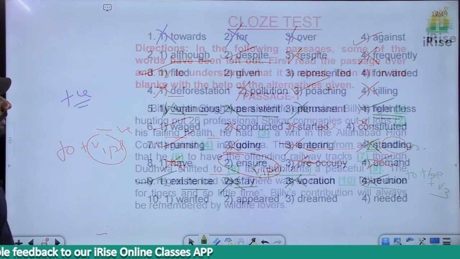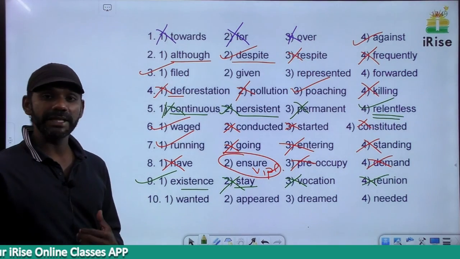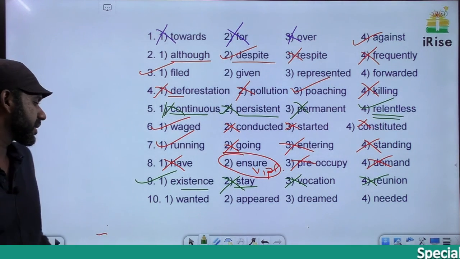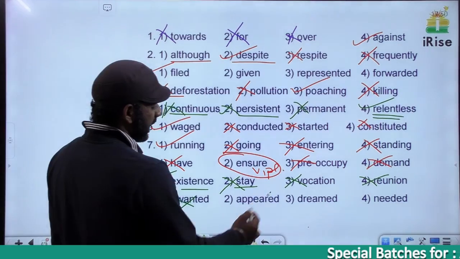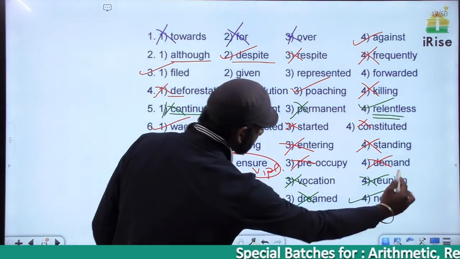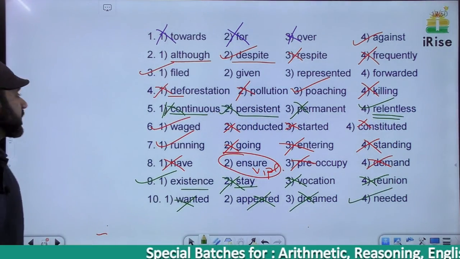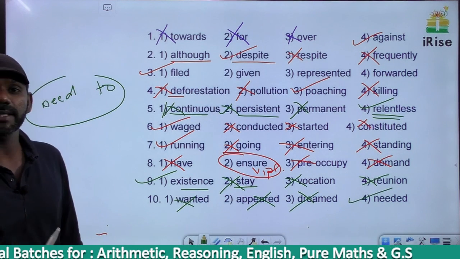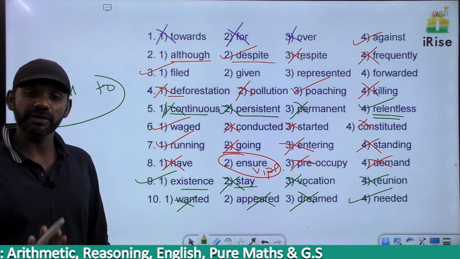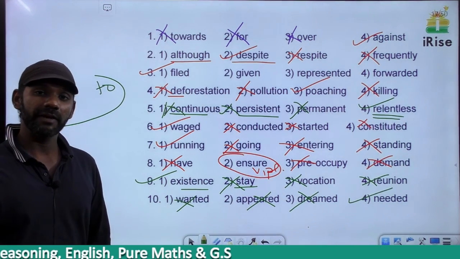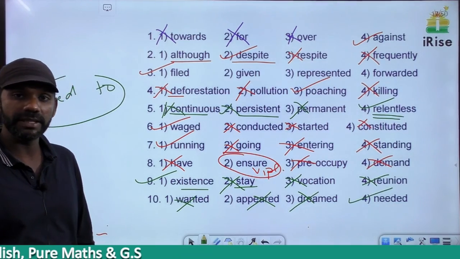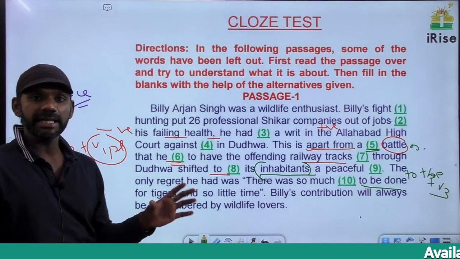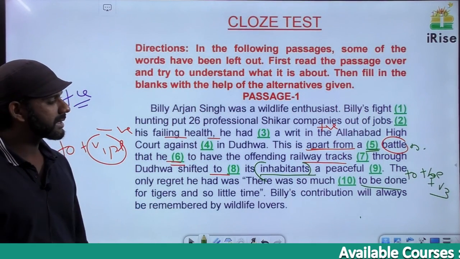Right. Come to this one. The options are wanted to be done, appeared, dreamed, needed. It is modal plus B plus V3. Wanted is eliminated, appeared is eliminated, dreamed is eliminated. It must be needed. Needed to be done. Need to is a modal telling us about a compulsory action. Must be done, should be done, need to be done, have to be done, has to be done, had to be done, etc. Modal plus B plus V3. So there is so much needed to be done for tigers and so little time.